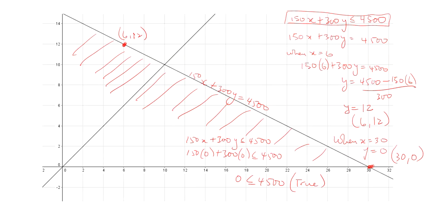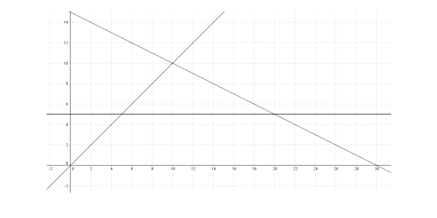So therefore, obviously the region that we're looking at is everything below this line. Right? And our last inequality was y is greater than or equal to 5, which is pretty easy. So this is the line y is equal to 5. Therefore y greater than or equal to 5 is represented by this region here.